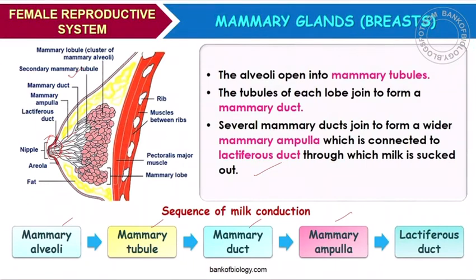So let's see in the next session how exactly the functional gamete, that is the female reproductive cell, the ovum, is released.